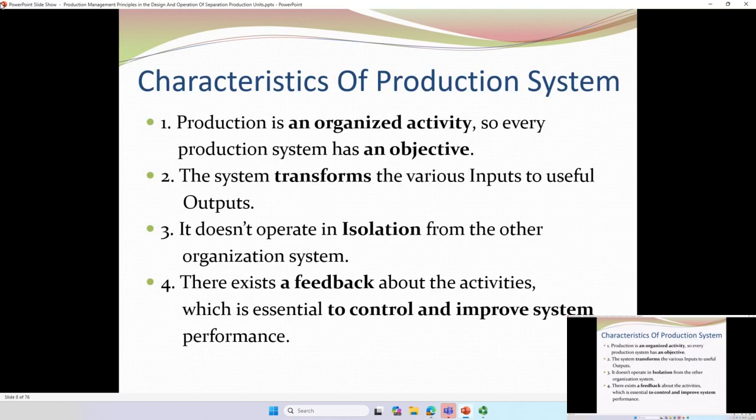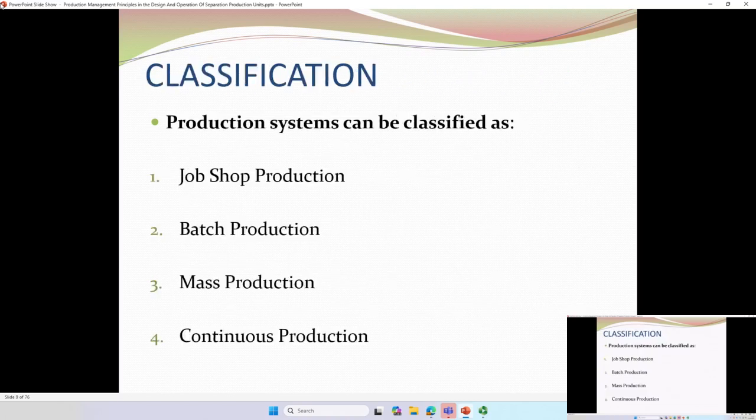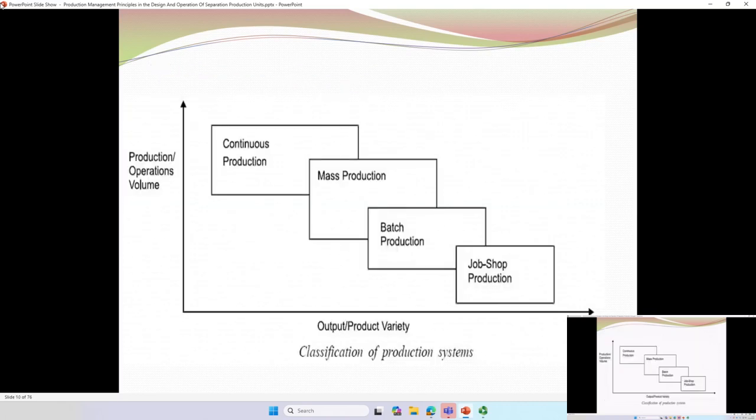Then, characteristics of production system. Okay, I've mentioned that. Then, please listen. We have classification of production system. Production system is classified into job shop, batch production, mass production, and continuous production. This is very important. Now, let's start with the first one.